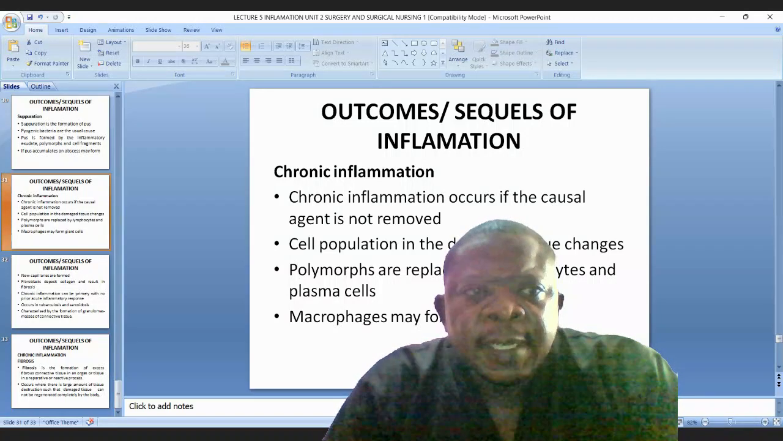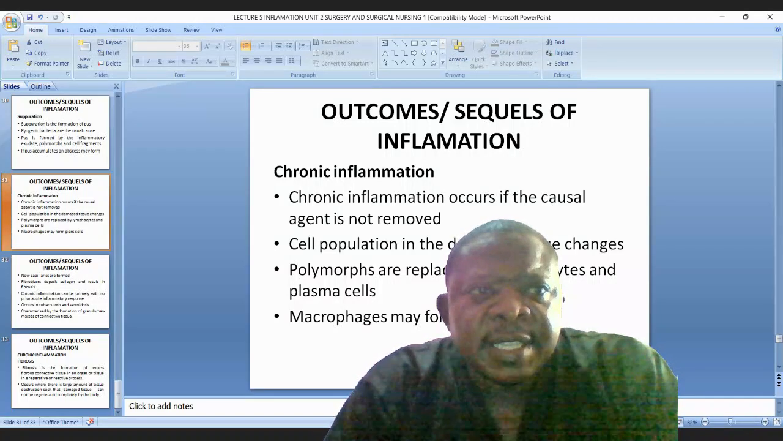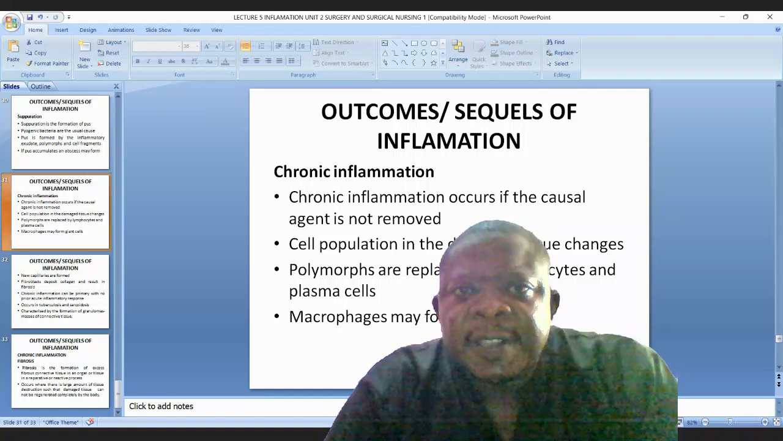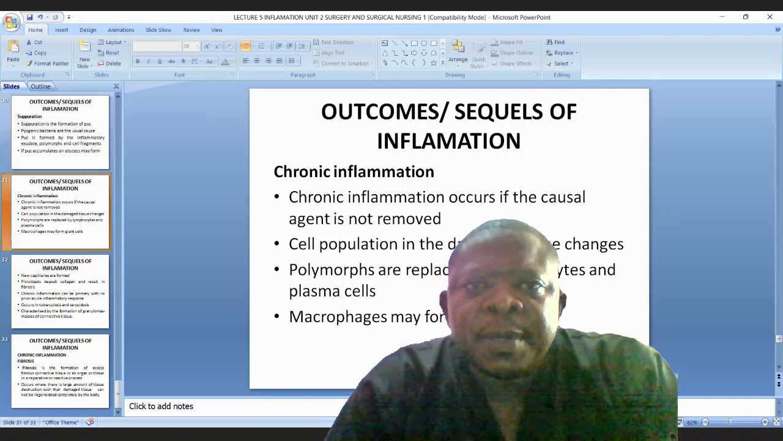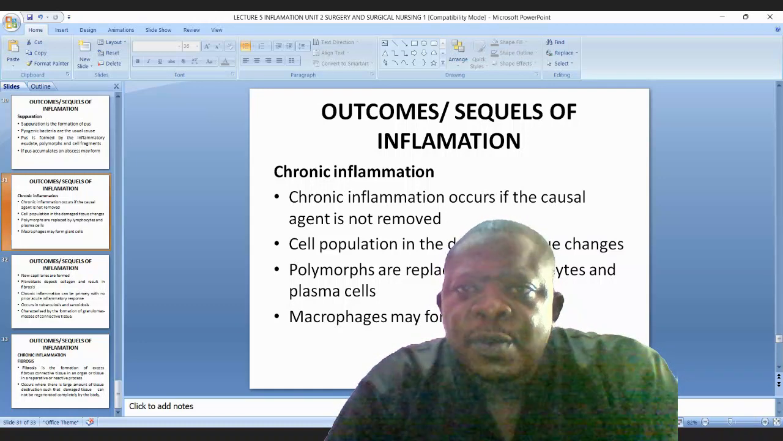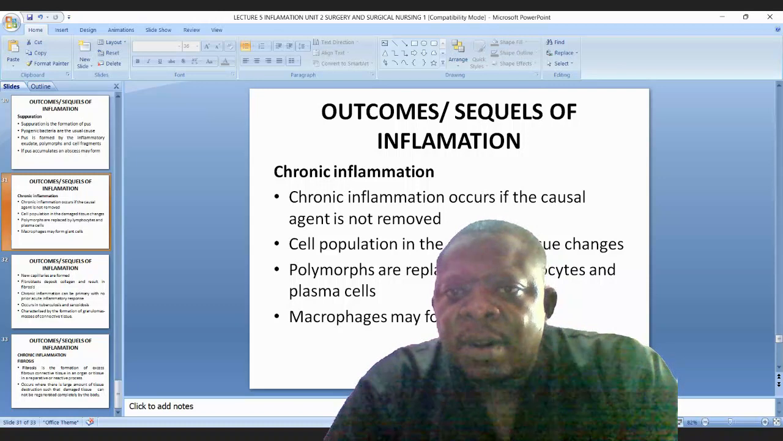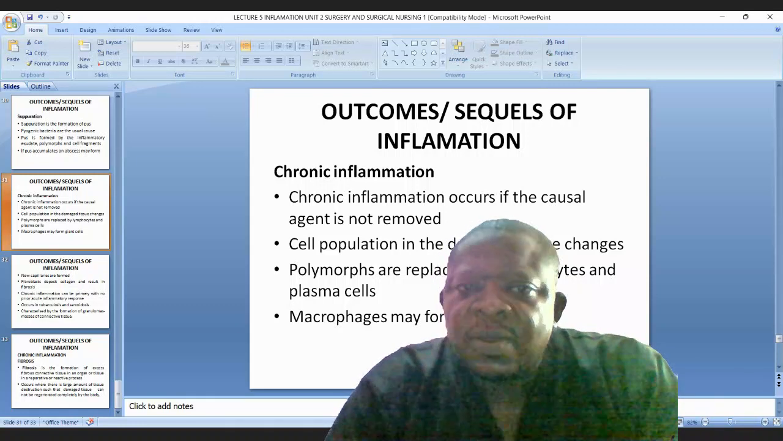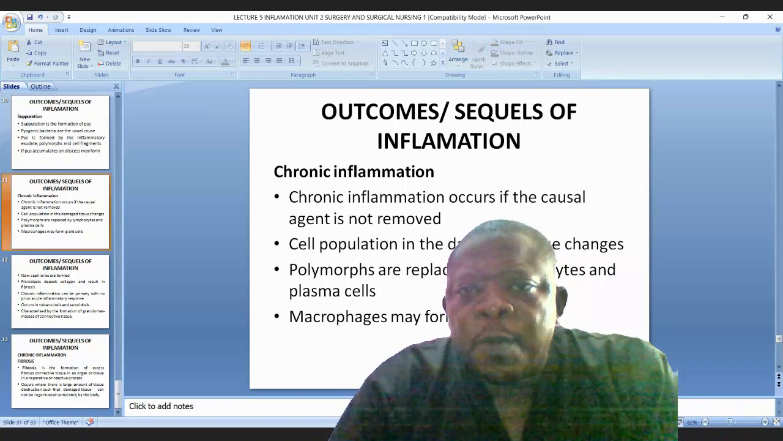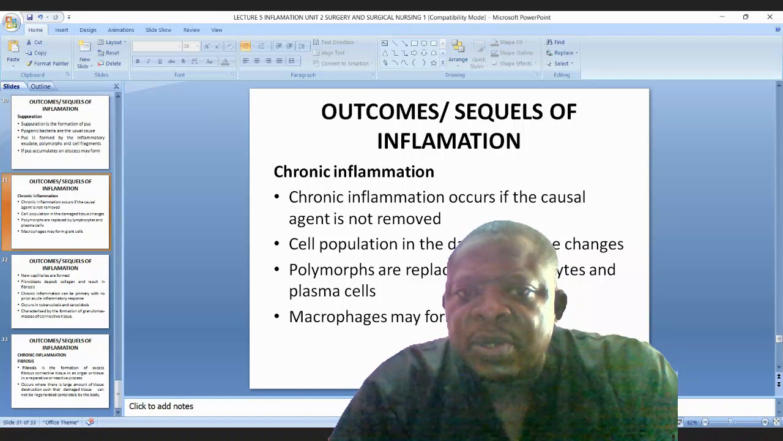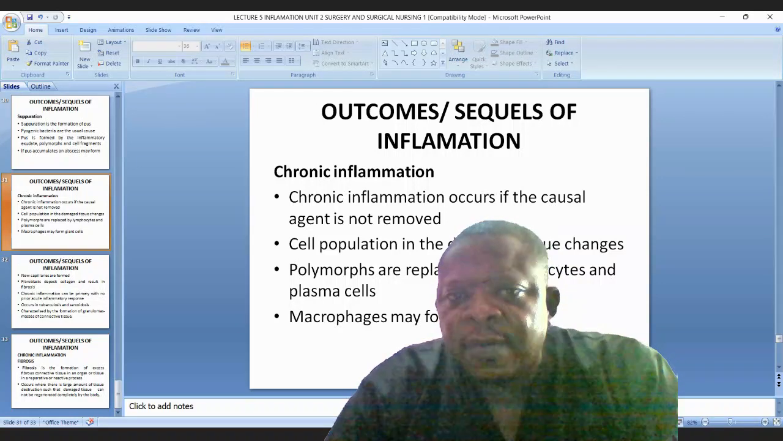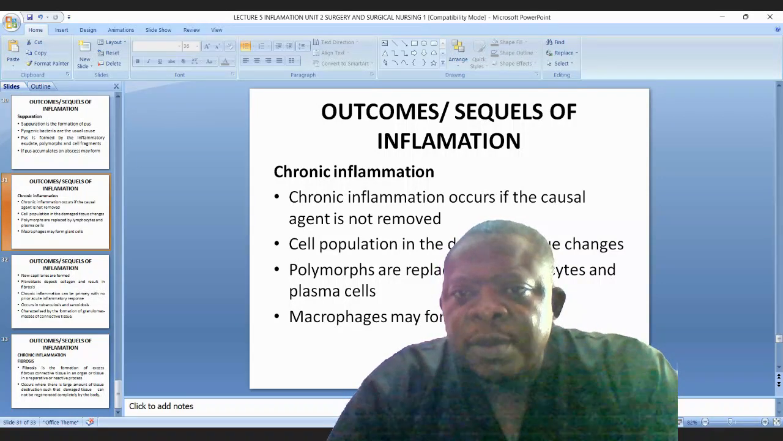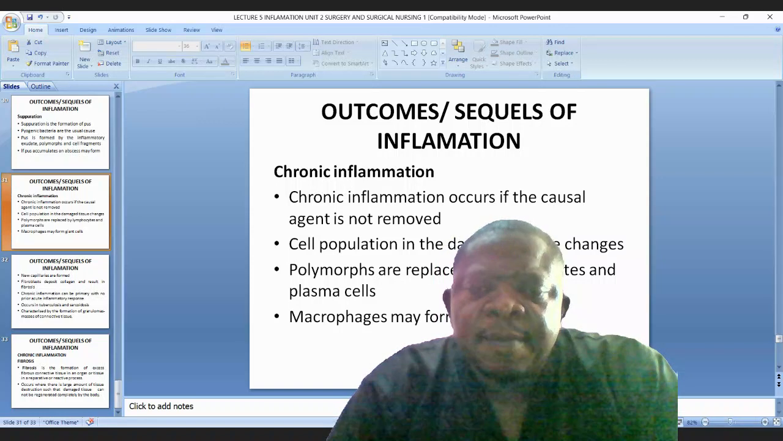Today we are looking at the process of inflammation. In looking at the process of inflammation, our objectives were to define inflammation, talk about types of inflammation, explain causes of inflammation, describe the process of inflammation, and state the signs and symptoms of inflammation. We defined inflammation as the physiological process by which body tissues respond or react to injury or infection. We stated the purpose of inflammation, that is for protection and also for repair.